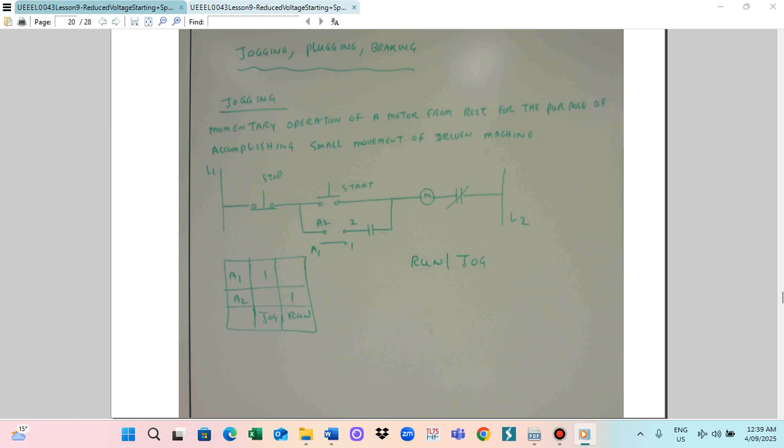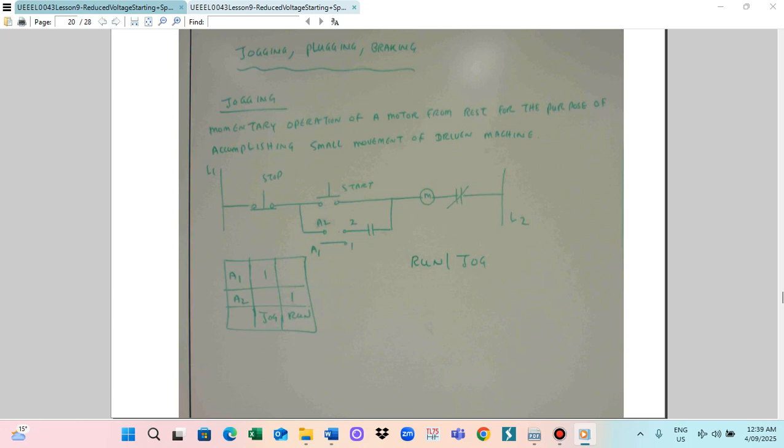And this one is connected to the start switch. So start switch. Then we use the A. This one is connected to the holding coil, and this one is motor M. This is the overload, and this is for line 2.